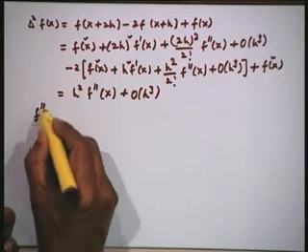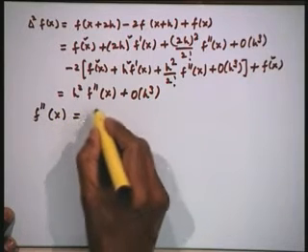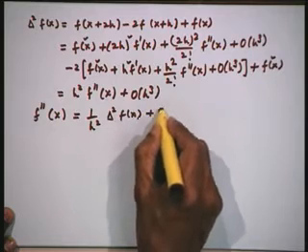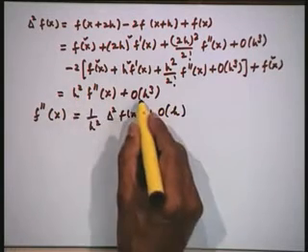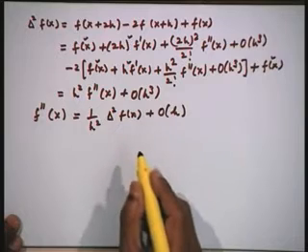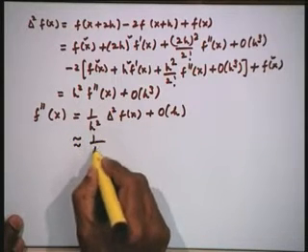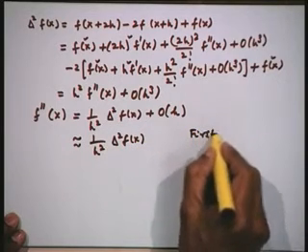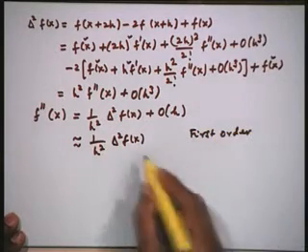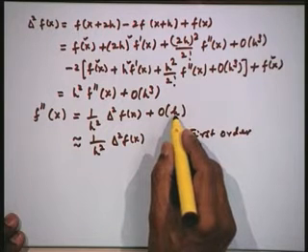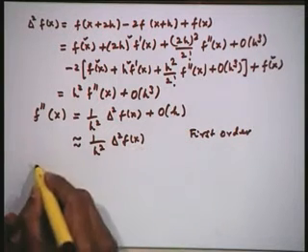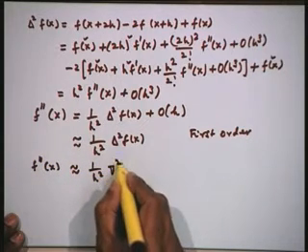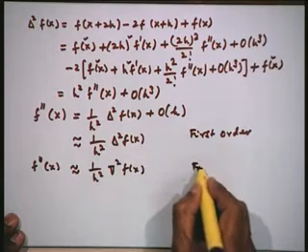Therefore, I can write down the approximation for this as 1 upon h squared delta squared of f x plus order of h. I have divided by h square, therefore, I will have only order of h over here. Therefore, I can write the approximation as 1 upon h square delta squared of f x, and this is a first order approximation, because we have only an order of h term left over here. And by the same reason we can derive that f double dash x is equal to 1 upon h square delta squared f x also, and this is also first order.